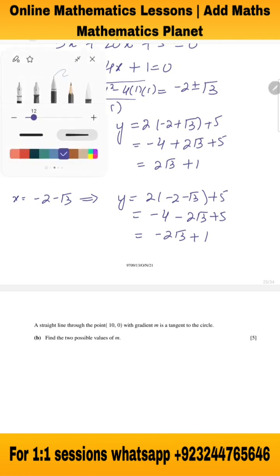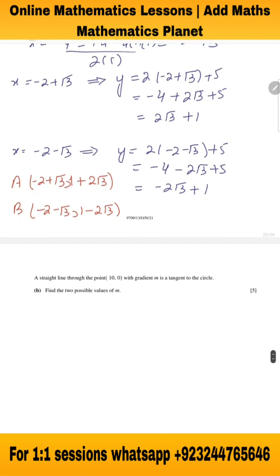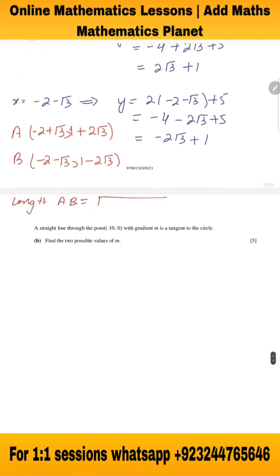So here we get the coordinates of A and coordinates of B, and we just need to find the distance of A and B. Coordinates of A will be (-2 plus square root 3, 1 plus 2 square root 3), and coordinates of B are (-2 minus square root 3, 1 minus 2 square root 3). Okay, so now we need to find the length of AB, which will be equal to square root of (-2 minus square root 3 minus (-2 plus square root 3)).